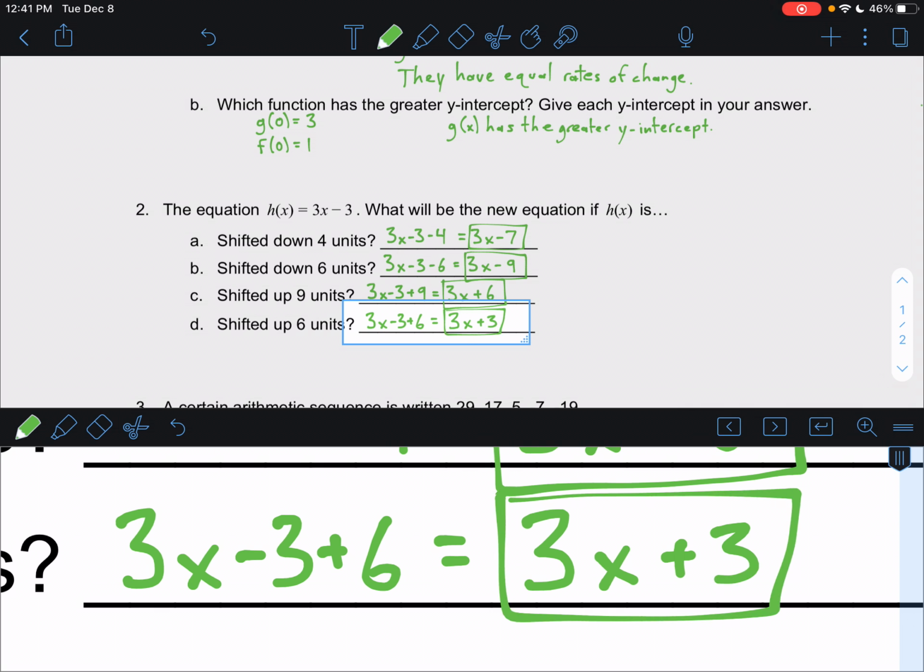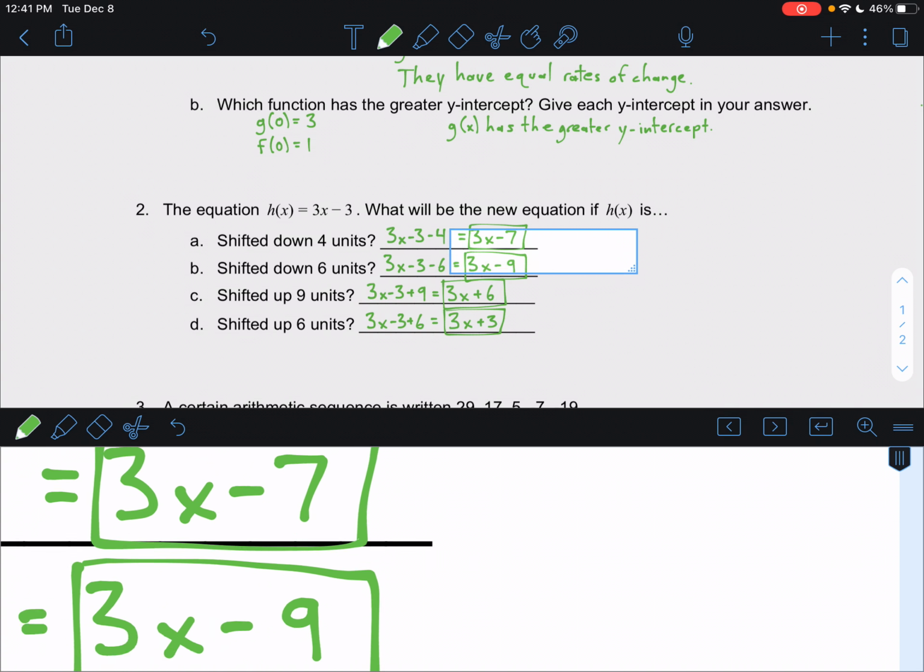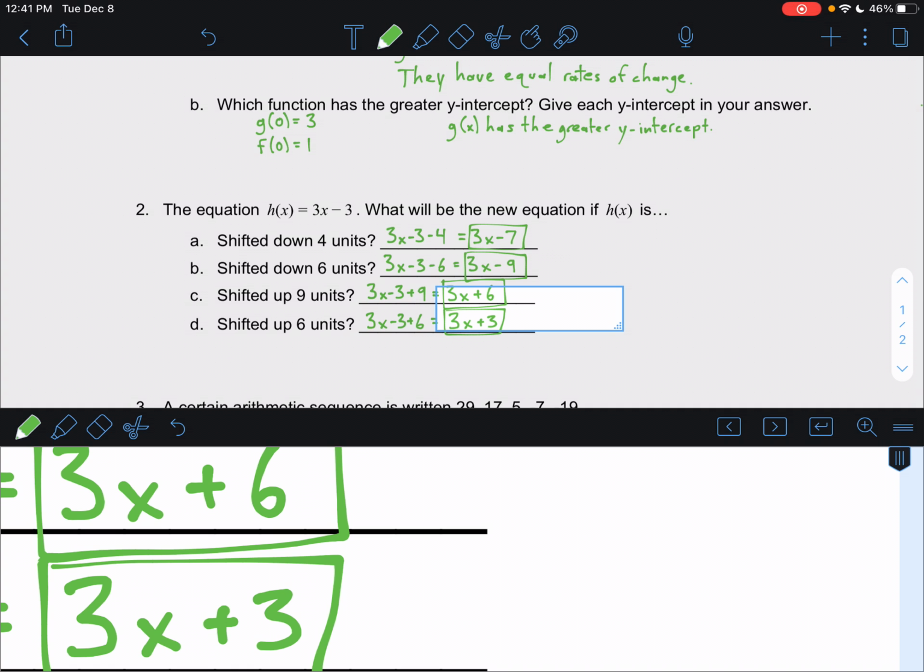Notice that nothing happened to that 3 in front of the x with any of these. It's going to be the same tomorrow. Nothing's going to happen to that 3 in front of the x, or whatever number it's going to be in front of the x tomorrow.